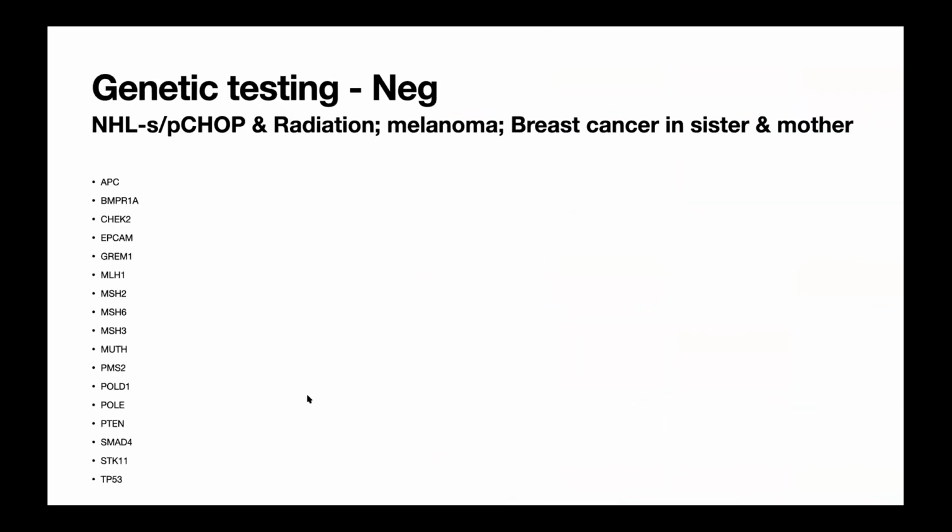So again, pathology came back as tubular adenomas. At this time, given the subtlety of the polyps and the fact that she had a chemoradiation and she had a melanoma, and there's a family history of breast cancer in the sister and mother, we asked for genetic testing. And all these tests came back negative.